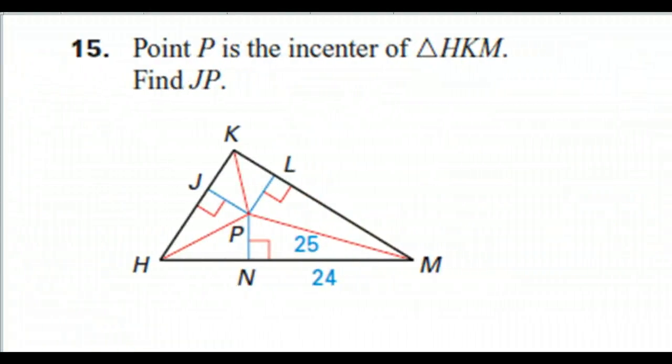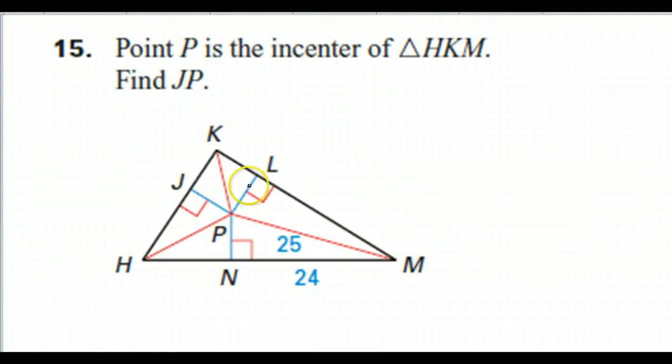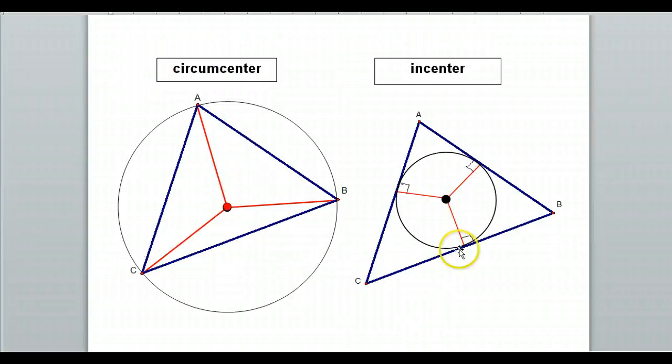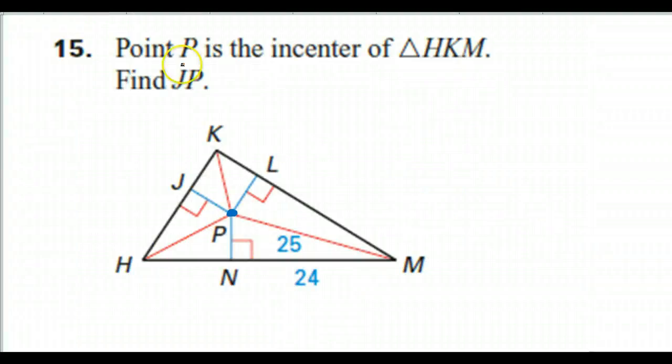Number 15, point P is the incenter. Find JP. Okay, we are looking for JP up here, and we'll get to that. But first of all, let us emphasize. Once again, if this is the incenter, then all the distances to the sides must be the same, the perpendicular distances. Luckily, these are the perpendicular distances. See the right angles? So that means this distance, and this distance, and this distance should all be the same. So if I find one of them, I found all of them.